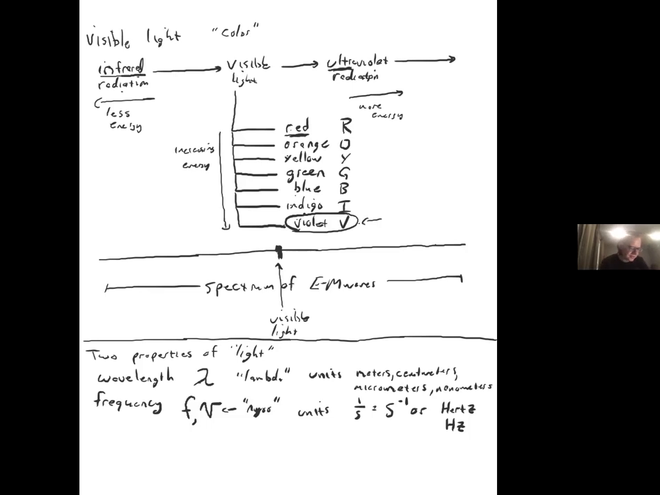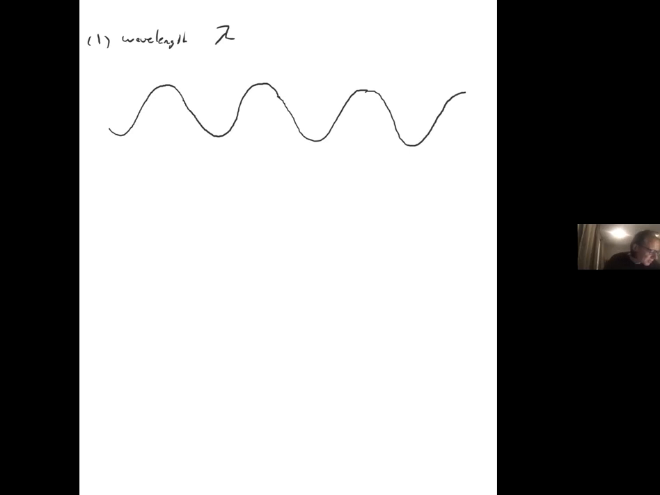So let's take a look at these two properties of light, of electromagnetic waves. So the first property, let's do wavelength, lambda. What we said was that electromagnetic waves are waves, so they are disturbances. They are essentially repeating patterns. That's the idea of a wave. It's just a repeating pattern. So like the concentric circles on the water.